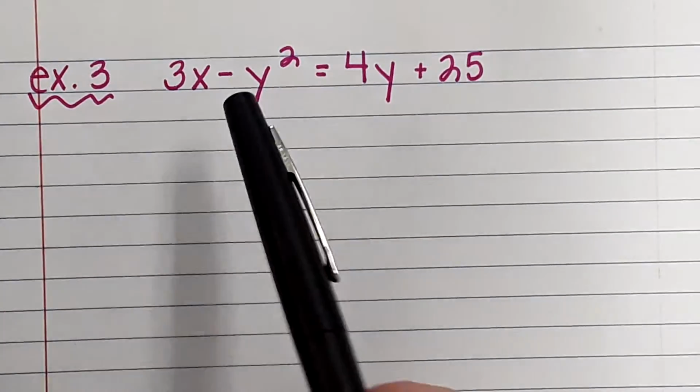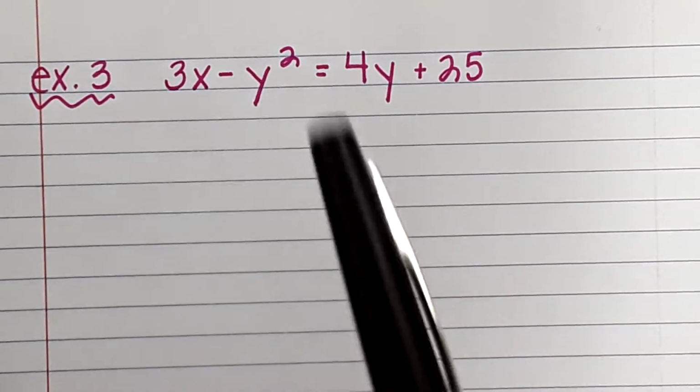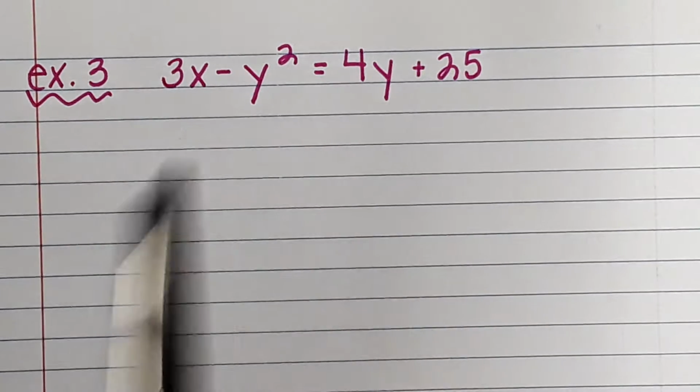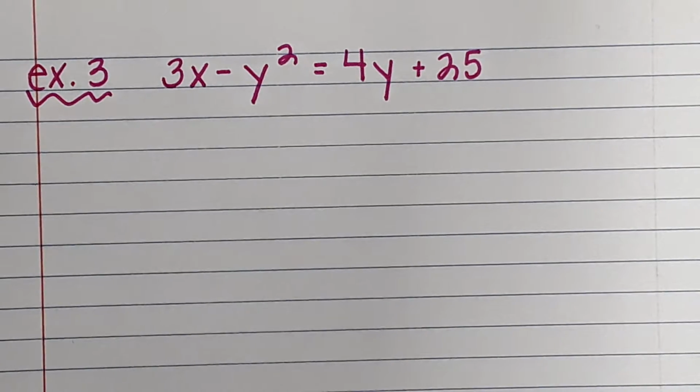So you see y squared. That means you automatically know that this is a parabola that opens left or right, because you see a y squared. If you saw an x squared, you would say, oh, this is an equation for a parabola that opens up or down. So what we're going to do is rewrite it in vertex form.